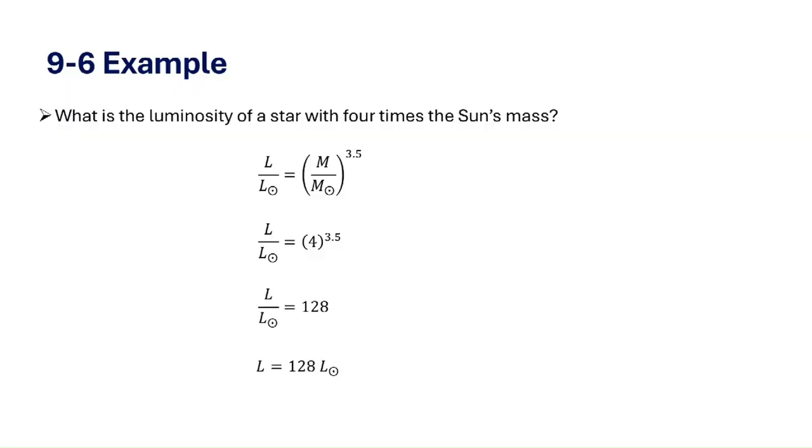So the luminosity of a star with 4 times the Sun's mass is 128. And this means a 4 solar mass star is about 128 times more luminous than the Sun. So notice how a relatively moderate increase in mass produces a huge increase in luminosity. So this illustrates the steep nature of the mass-luminosity relation.